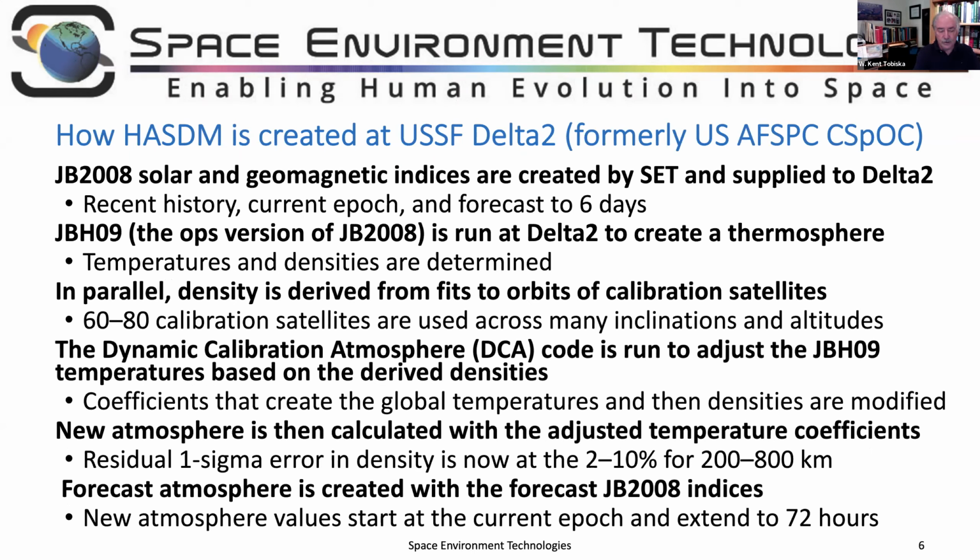They then use calibration satellites to also derive density from a number of satellites at different inclinations and altitudes. They take the JB2008 thermosphere atmosphere that was created by our indices. They modify it using the densities from the calibration satellites in a data assimilative methodology. And then they have a new adjusted atmosphere that they apply to the entire NORAD catalog. And now they get down to errors on the order of 2 to 10% for that 200 to 800 kilometer region.